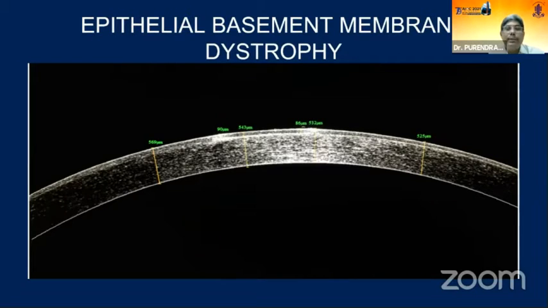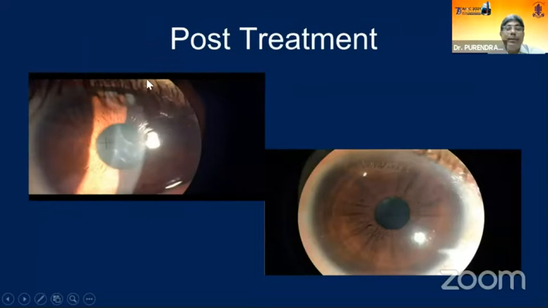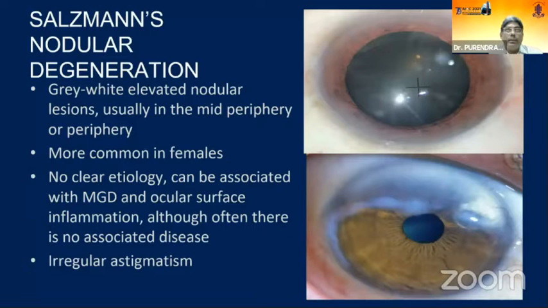On OCT topography, this is the dystrophy as seen on anterior segment OCT. And this is the patient after laser treatment, the post-treatment epithelial basement dystrophy has disappeared. So we did surface laser treatment for this.